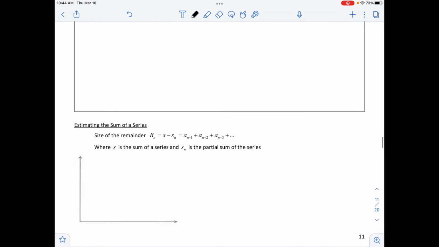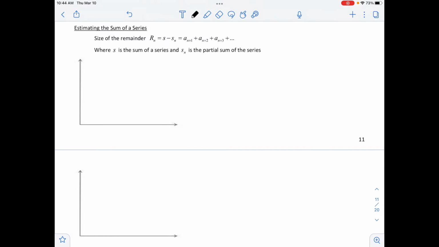The next thing that we have says estimating the sum of a series, and this is assuming that the series is convergent. So it needs to be convergent in order to estimate that sum, where the size of the remainder r sub n is equal to s minus s sub n, which is equal to a sub n plus 1 plus a sub n plus 2 plus a sub n plus 3, and so on, where s is the sum of the series and s sub n is that partial sum of the series. So the remainder r sub n is the error made when s sub n is used as an approximation to the total sum.